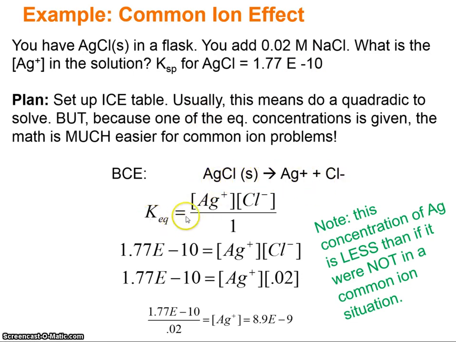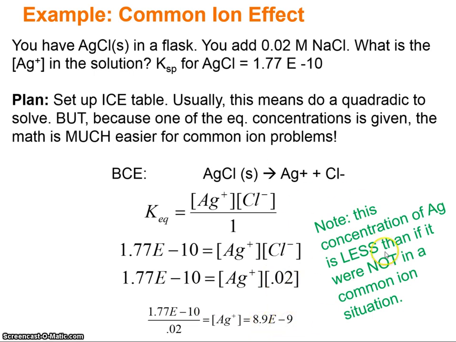Our K expression was K is equal to Ag times Cl over 1, or 1.7 times 10 to the minus 10 is equal to Ag plus times Cl minus. We know the Cl minus concentration was 0.02. Rearrange to solve for Ag, and we end up with 9.9 times 10 to the minus 9.